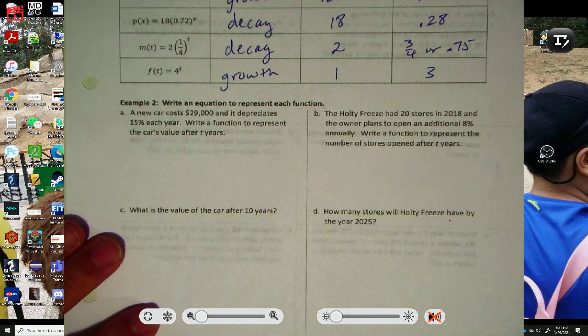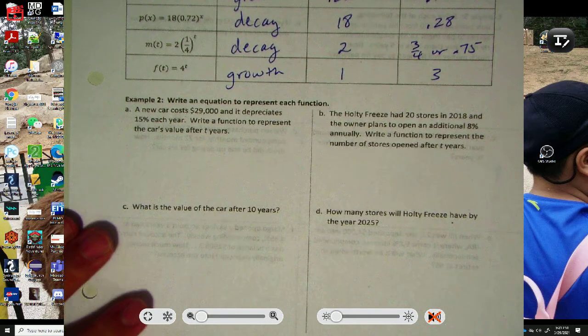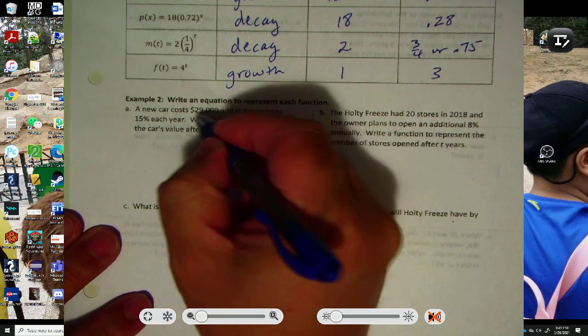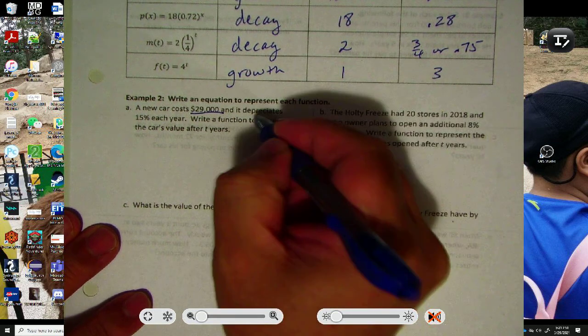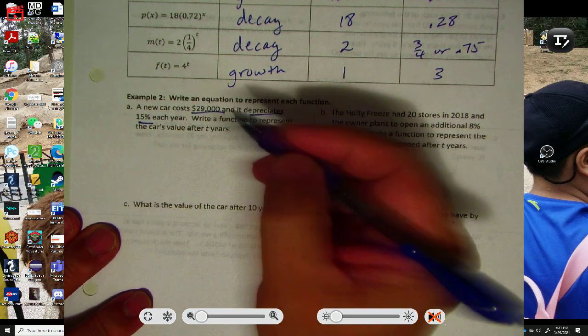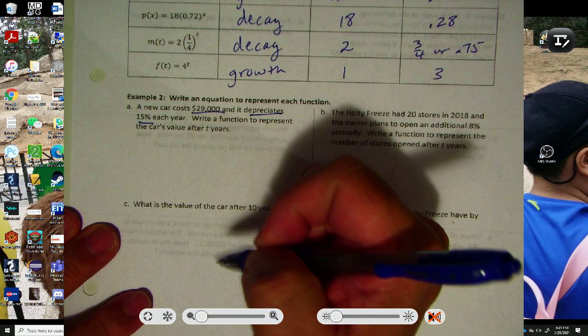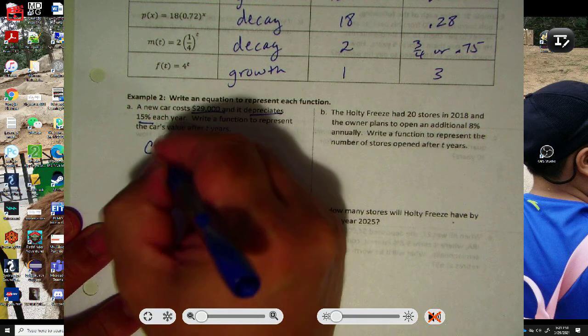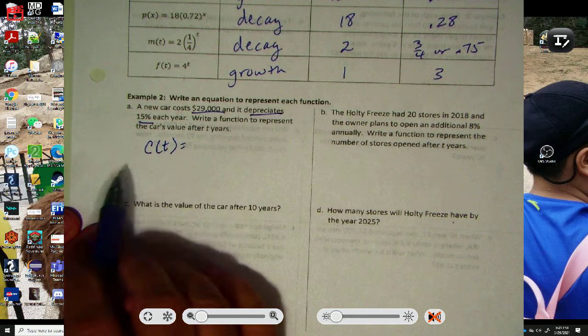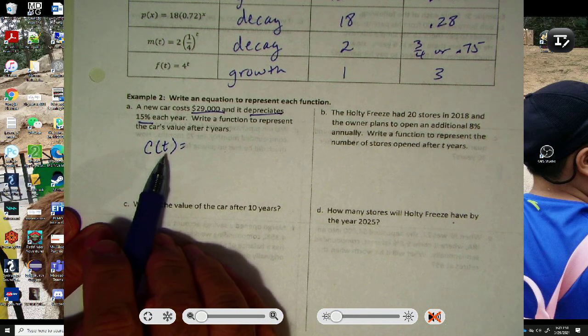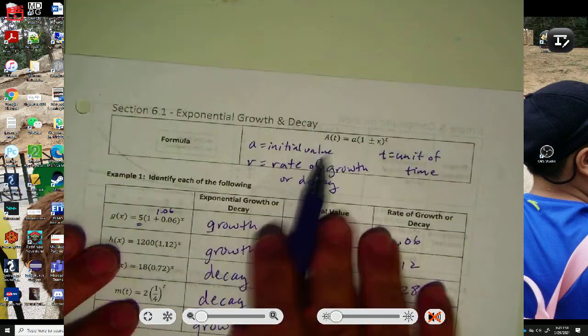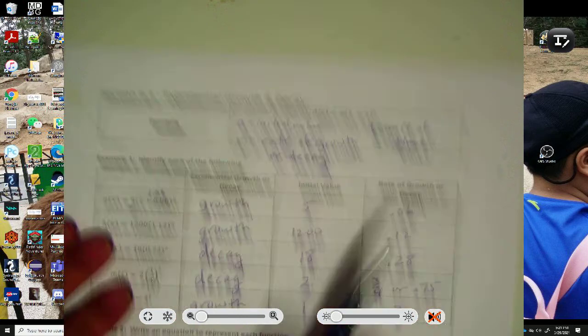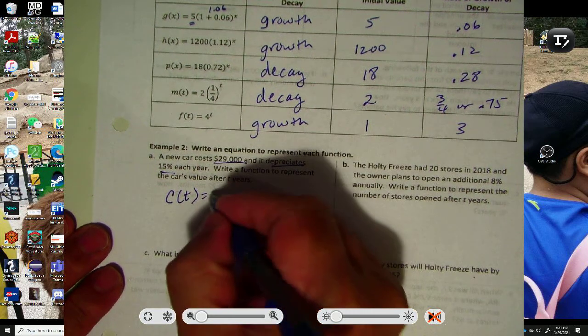Write an equation to represent each function. A new car costs $29,000 and it's depreciated at 15% each year. Write a function to represent the car's value after t years. So I'm going to use the letter C for the name of my function because I'm talking about a car. And we're using t for the time. What is the initial value? Remember, this is our formula. We have an initial value. So the initial value is 29,000.